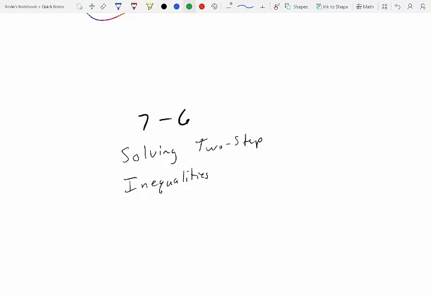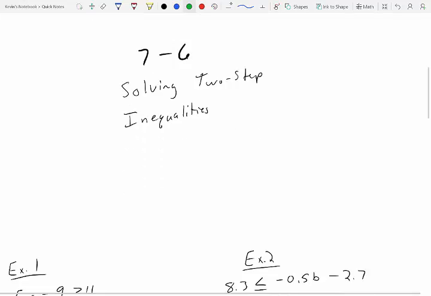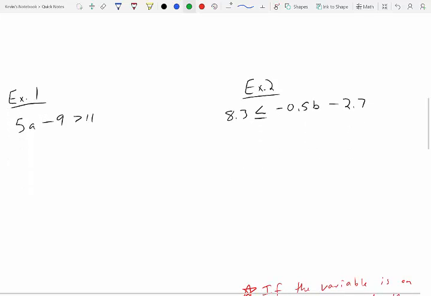Today, we're going to section 7-6, solving two-step inequalities. It's going to be the same as solving two-step equations, except now we have less than, greater than, less than or equal to, and greater than or equal to. So example 1, just like we would have solved any other two-step equation, we're going to draw our line down.